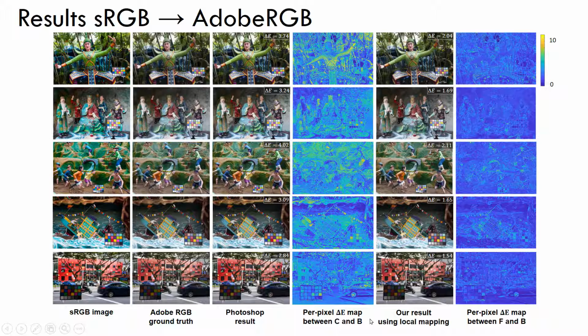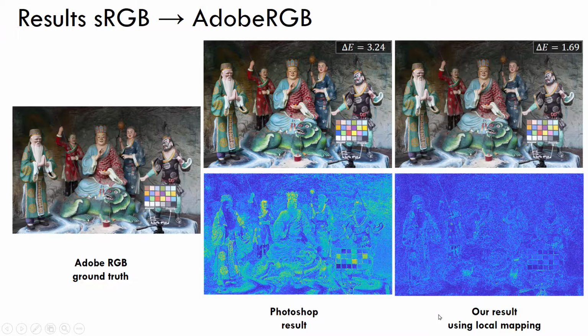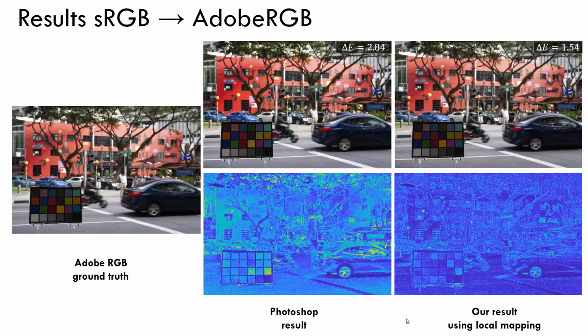So these images were converted into sRGB as well as Adobe RGB. And we can see this would be a standard conversion from Photoshop converting from sRGB into Adobe RGB versus our results using our local mapping. So once again, we get about 50% reduction in error. And I'm just zooming up a little bit here so you can see it. Here's another result.